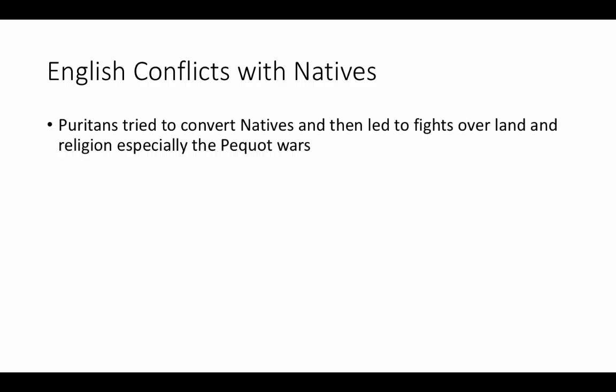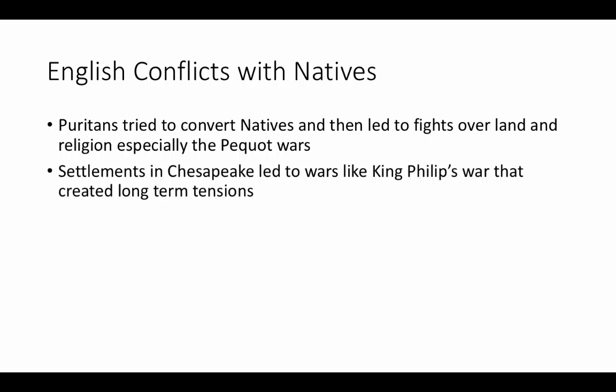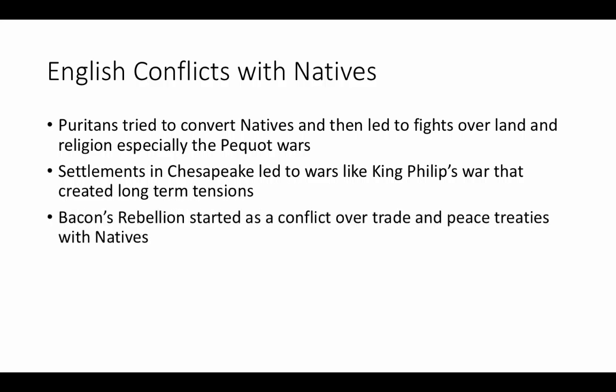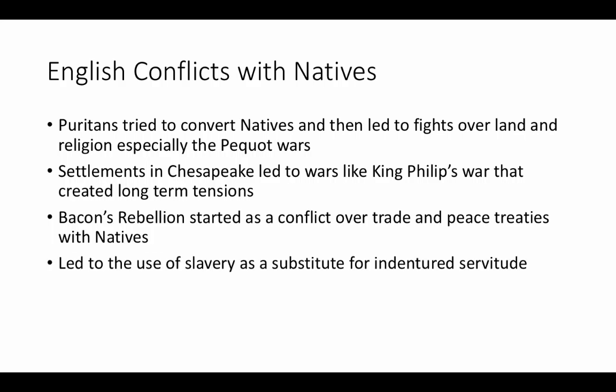The English conflict with the natives. The Puritans tried to convert natives, and that eventually led to fights over land and religion, especially the Pequot Wars. Settlements in the Chesapeake also led to wars like that of King Philip's War that created long-term tensions. And eventually, one of the biggest conflicts that the students need to learn about is Bacon's Rebellion. The reason why that's so important is that in many ways, that really transitioned us into African slavery. Slaves were then used after Bacon's Rebellion in order to have a substitute for indentured servitude.